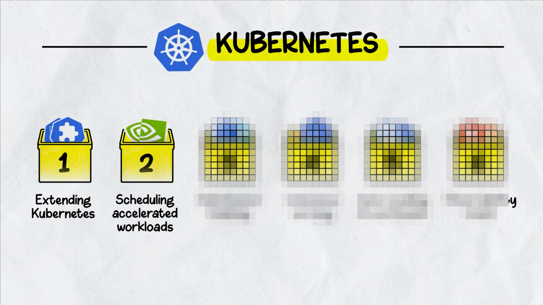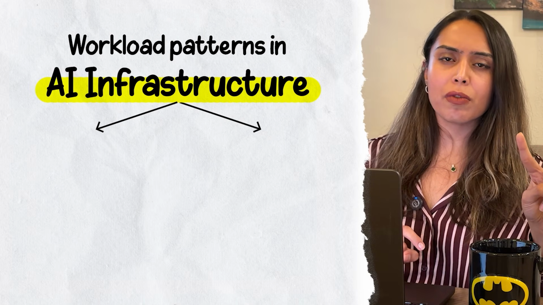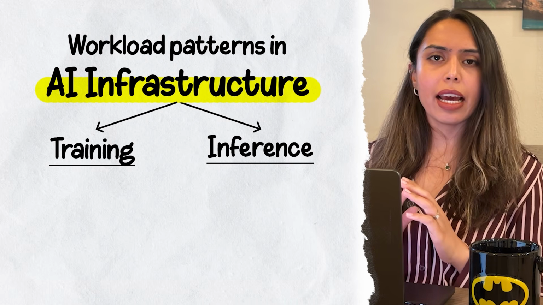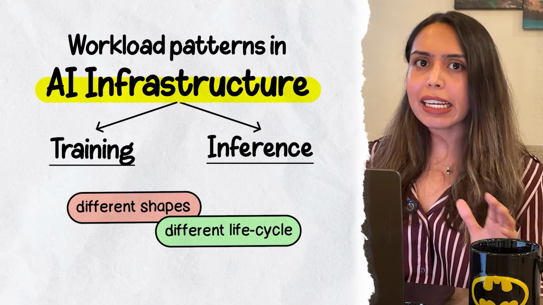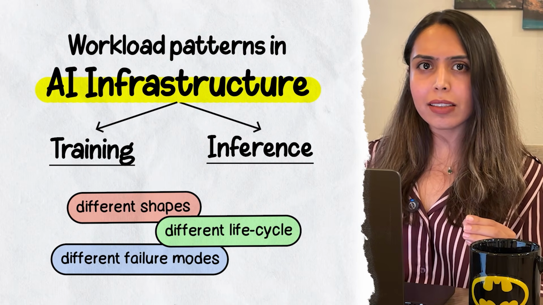Now, our next bucket is training workloads. Here we are talking about what you actually deploy in those clusters with the accelerator machines. There are a bunch of different AI workloads depending on different needs, but 2 workload patterns in AI infrastructure you must know. One is training, another one is inference. They have different shapes, different life cycles, and totally different failure modes. Also, Kubernetes handles them differently.